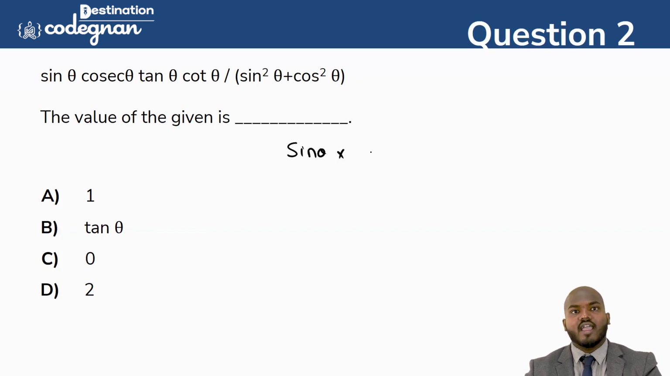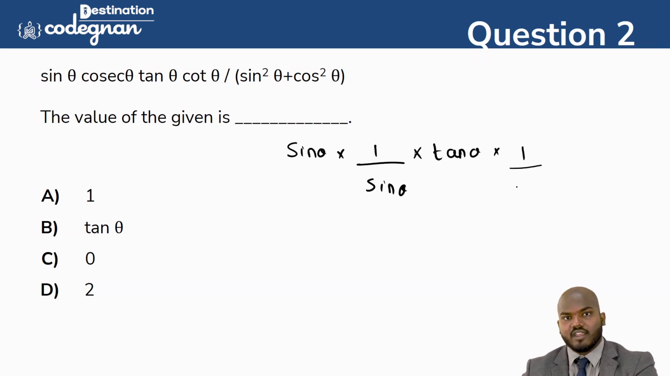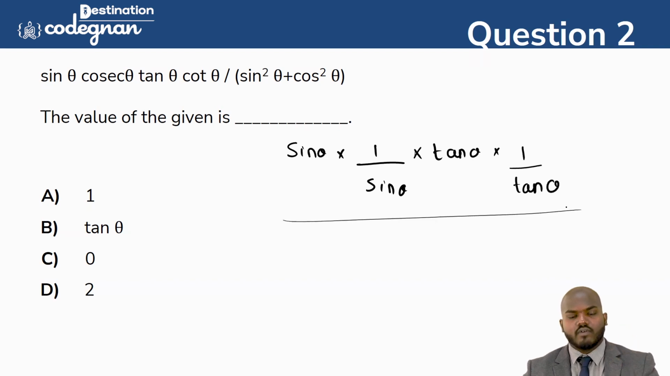Cosecant theta, I can call it 1 by sine theta. Then tan theta remains the same. And cot theta, you can write it as 1 over tan theta. So over sine square theta plus cos square theta, you can write it up. Sine square theta plus cos square theta, we have the formula, the value is equal to 1 clearly.